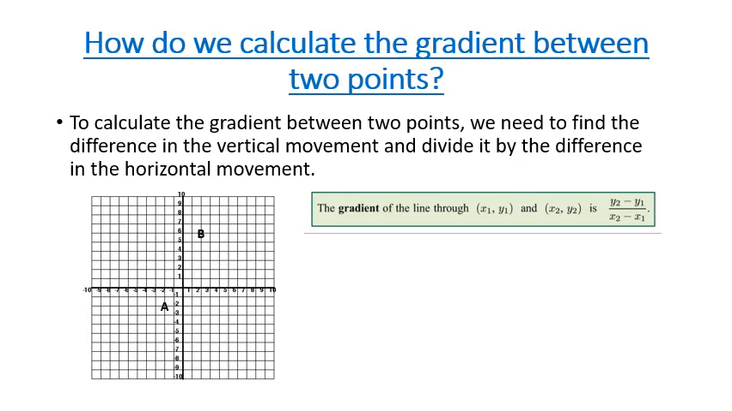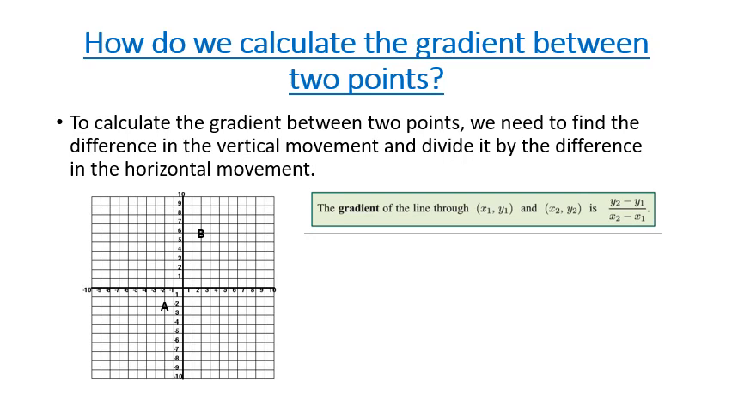So how do we calculate the gradient between 2 points? Well, the first thing we need to know is the vertical movement as opposed to the horizontal movement, so that we can then divide the vertical movement by the horizontal movement. In order to do that, we need to know the difference in the y values of our two coordinates and the difference in our x values of our coordinates.